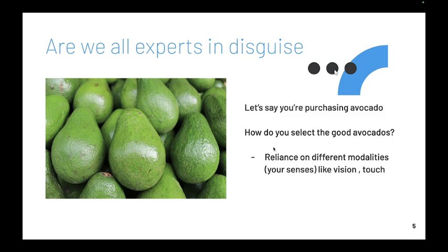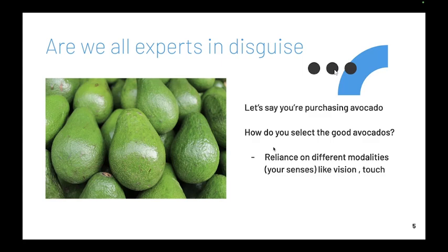So now that we know there are different ways we are interacting with data in our lives, are we all experts in disguise? Does that mean that everyone in a certain sense has been doing a bit of data science without knowing it? So let's consider a simple case. I'm from a Caribbean island, so I do a lot of interaction with fruits and those types of things. I'll consider an example of avocados, and maybe some people in the audience might be familiar with this. Let's say you go to a supermarket, or even in the village, wherever you are from, and you purchase avocados.